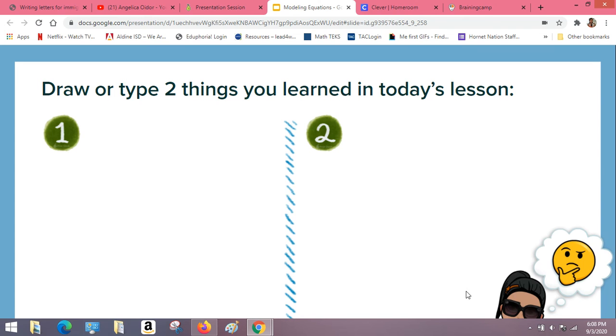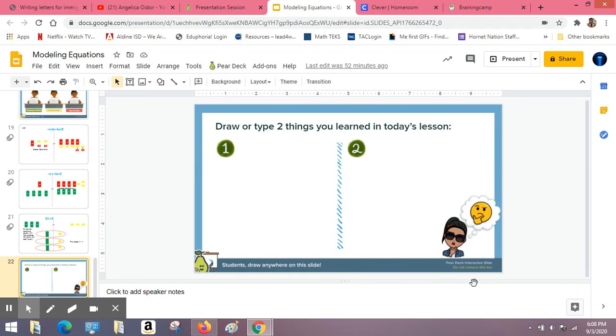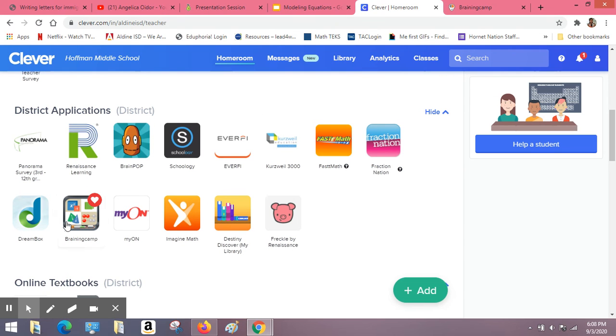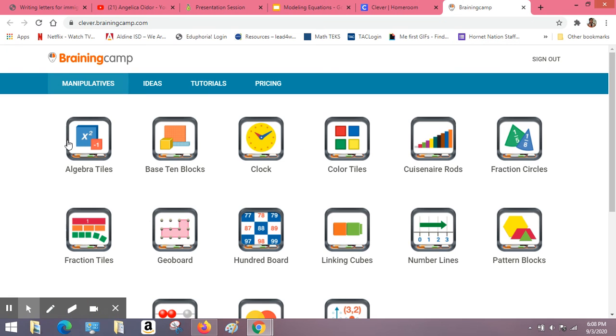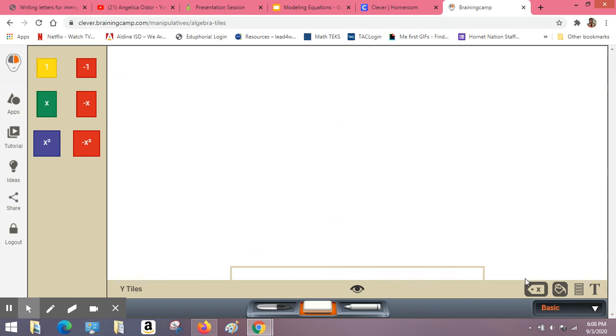So that's it. If you have any questions, just let me know, or you can come back and view the video. You can pause it whenever you need to. Watch the other video and go to Clever. Click Braining Camp. Go to the bottom and change it to, click Algebra Tiles. Right here in the very bottom, click Solving. And that is it. I have to go.